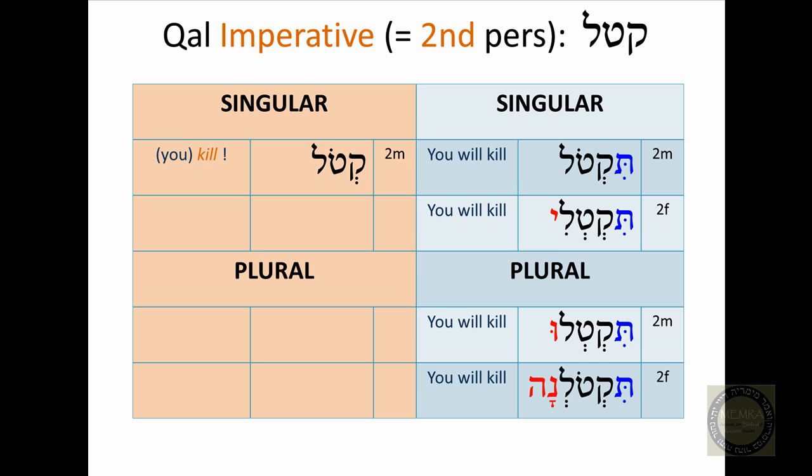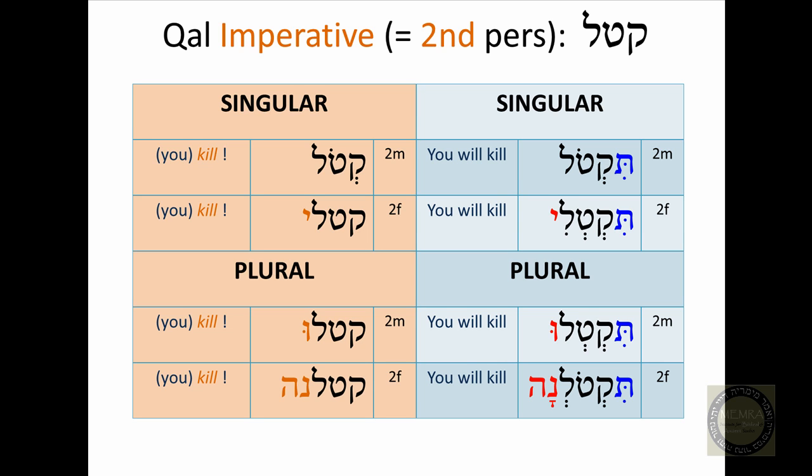And so we have qetol, kill. Again, it's a command. Or qitli, kill. Again, feminine form. It's a command to the second person. And in the plurals, we have qitlu, you plural, kill. And we have qetolna, you in the feminine form, you plural, kill. Again, all we did was lop off the prefix to form the imperative.